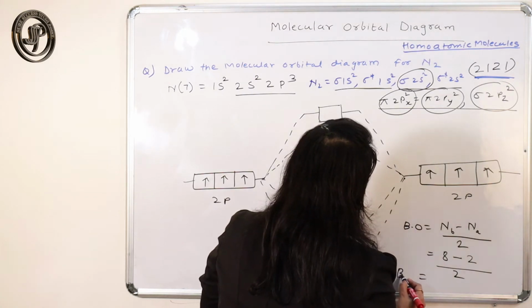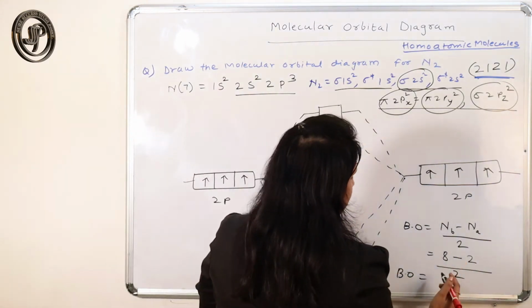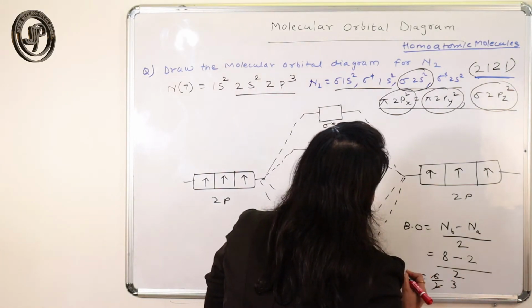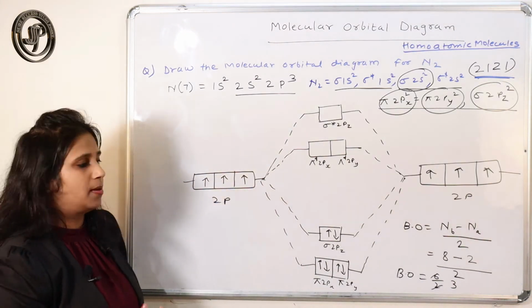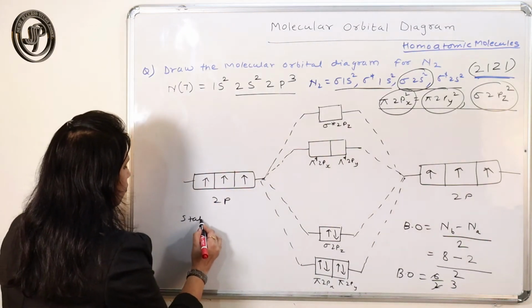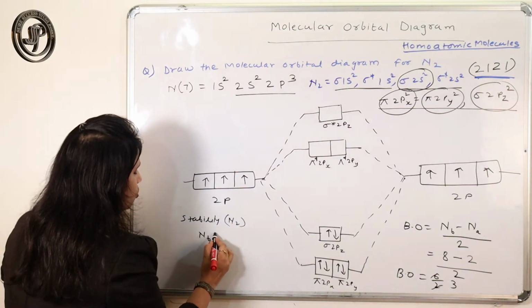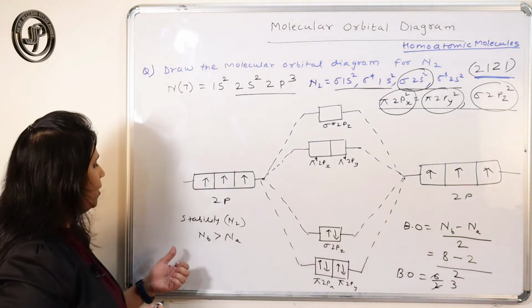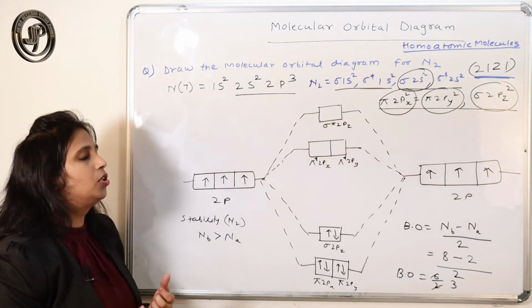Because we need to focus only on the valence electrons. 8 minus 2 is 6, divided by 2, so it is 3. So the bond order is 3. How does it predict the stability? For a stable molecule, whether N2 is stable or not, Nb should be greater than Na. If Nb is less than Na or Nb is equal to Na, then your molecule is unstable.